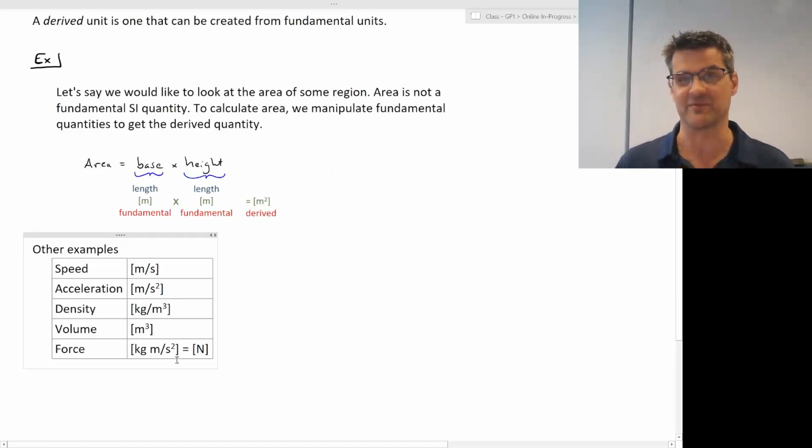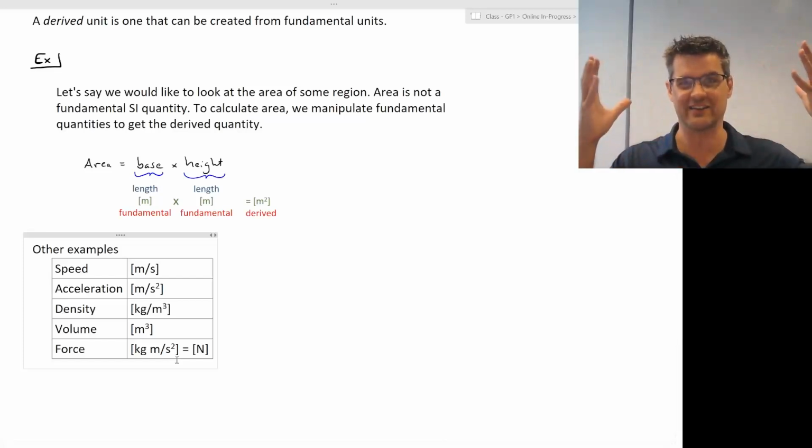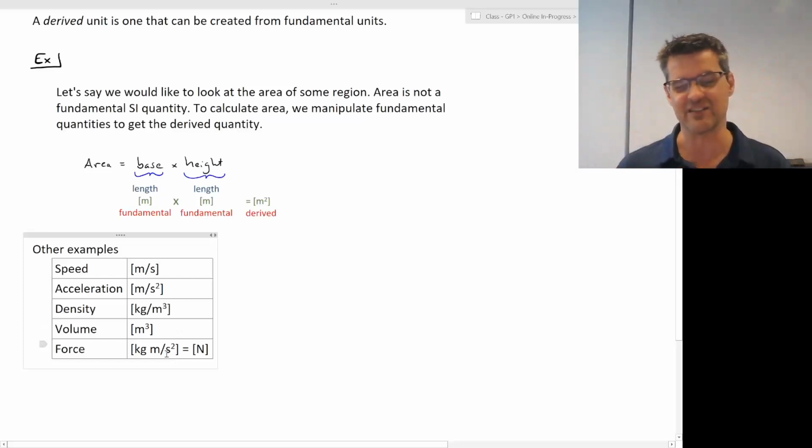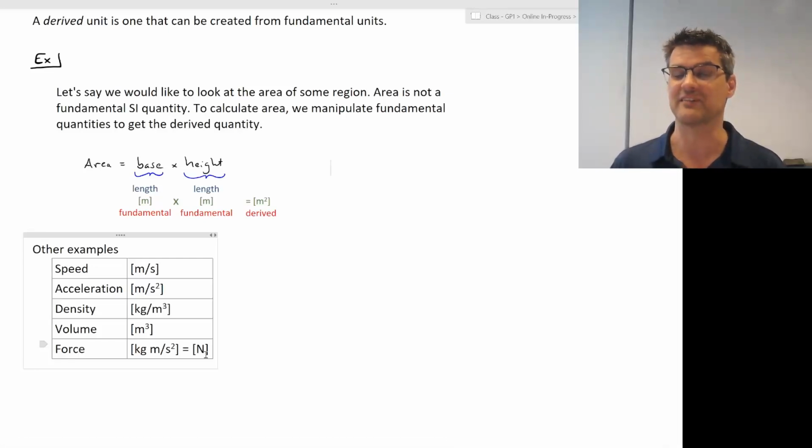and sometimes these things get special other names. We group all of these things together to make something else. In the case of force, a kilogram times a meter divided by a second squared is something that's called a newton. So if you ever see newton, it's not a fundamental unit. It is an SI unit, but it's an SI derived unit. It's built upon other things, in this case, the kilogram, the meter, and the second, put together in some special way.